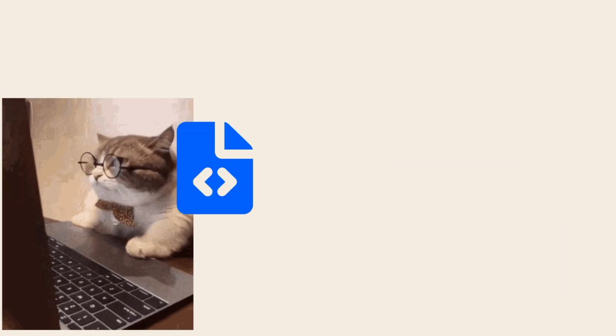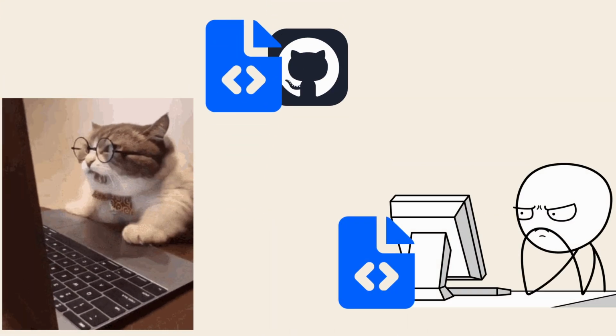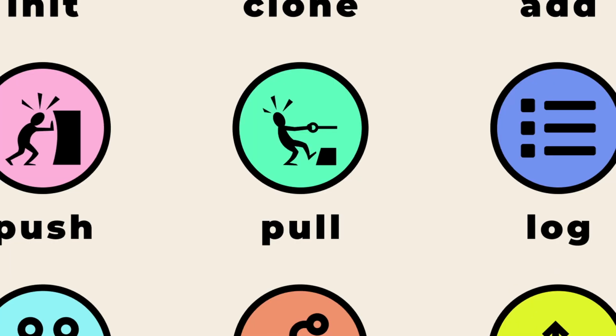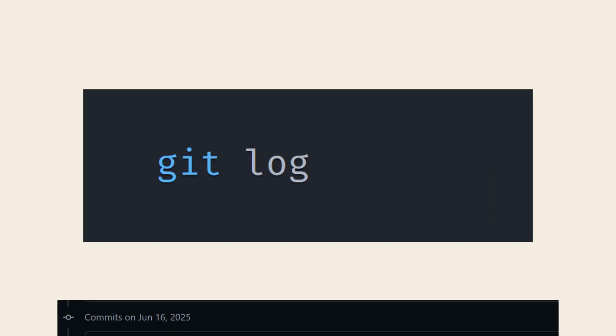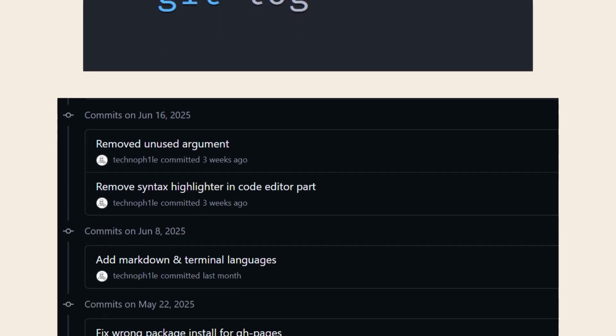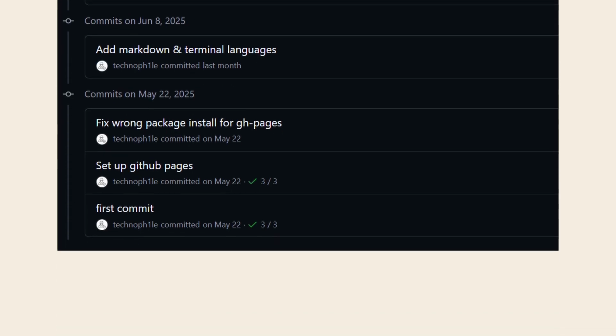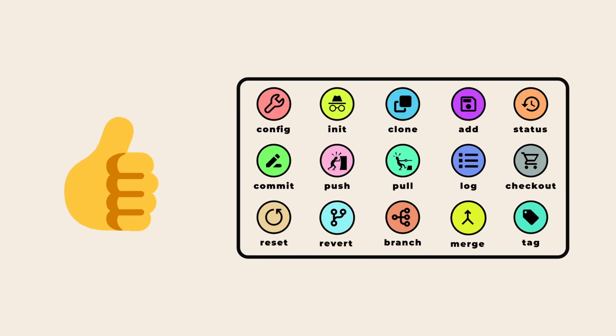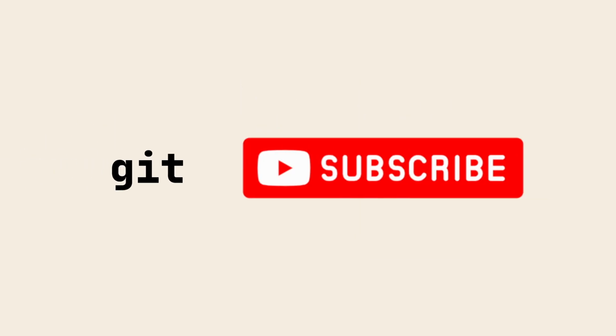Git pull. If someone else changed your code and pushed it on GitHub, it won't magically appear in your computer unless you write this command. Git log. You can view all your past changes, see your decisions, and regret why you started this project in the first place.